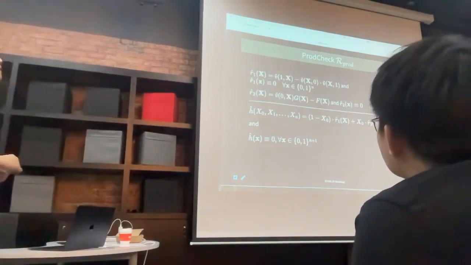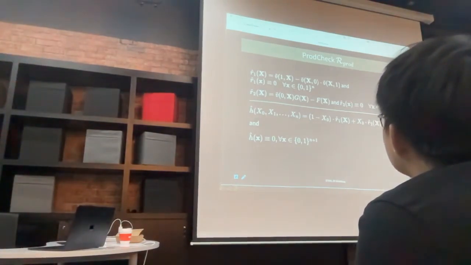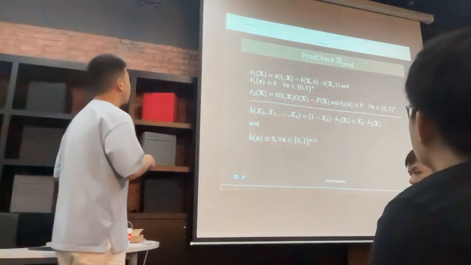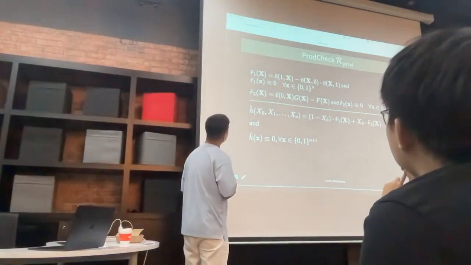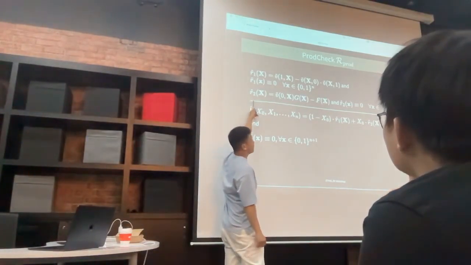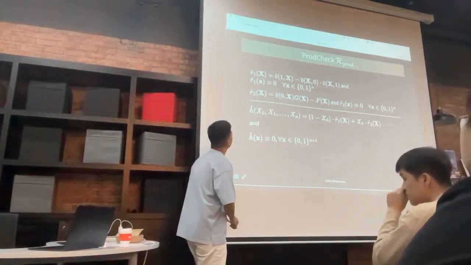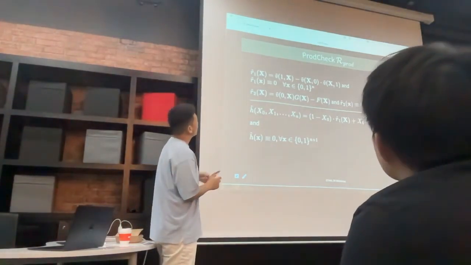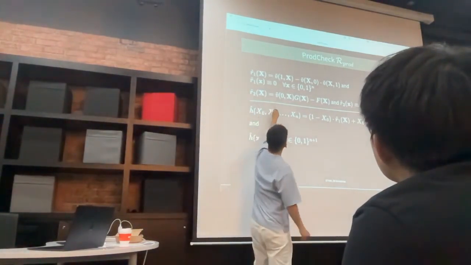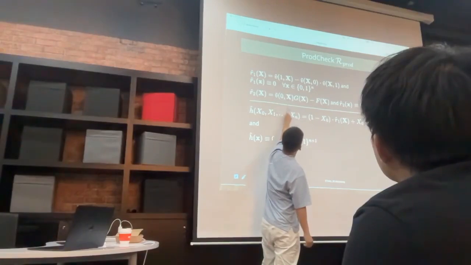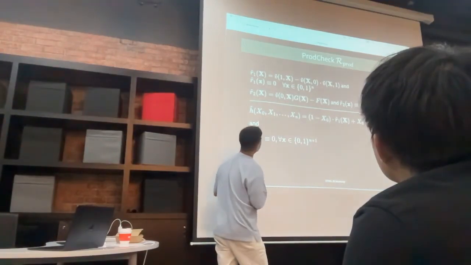And then this is the first round, and for the second round, we're gonna define the second auxiliary polynomial R2 hat as v tilde 0 comma x times g of x minus f of x.